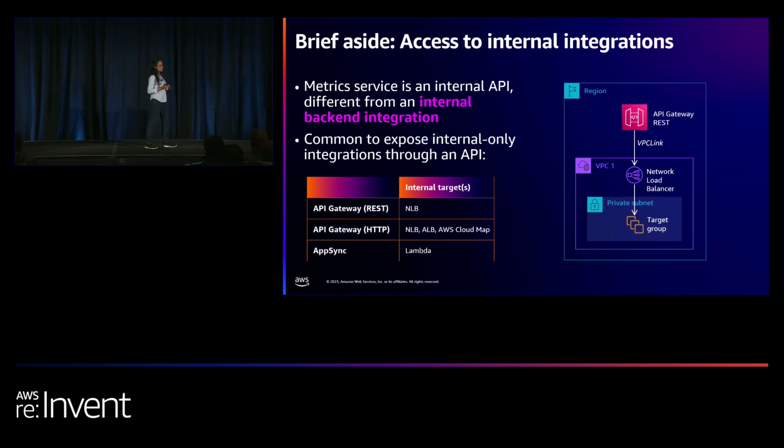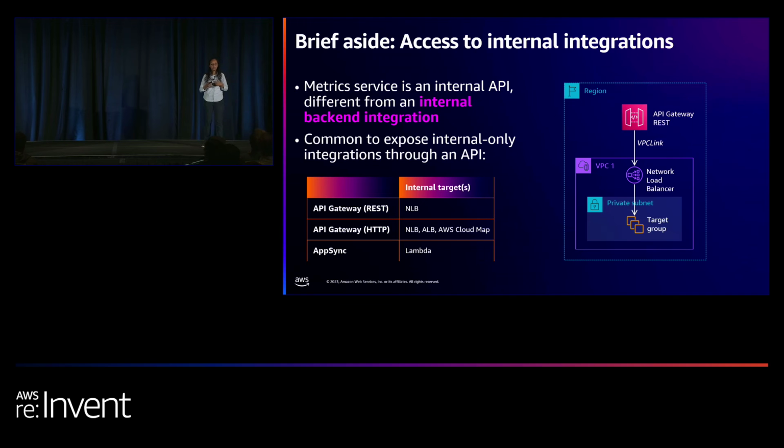So far, we've focused on APIs internal to your organization. But what about private integrations? Private integrations use VPC link to expose services that are private within your VPC publicly to clients outside the VPC.